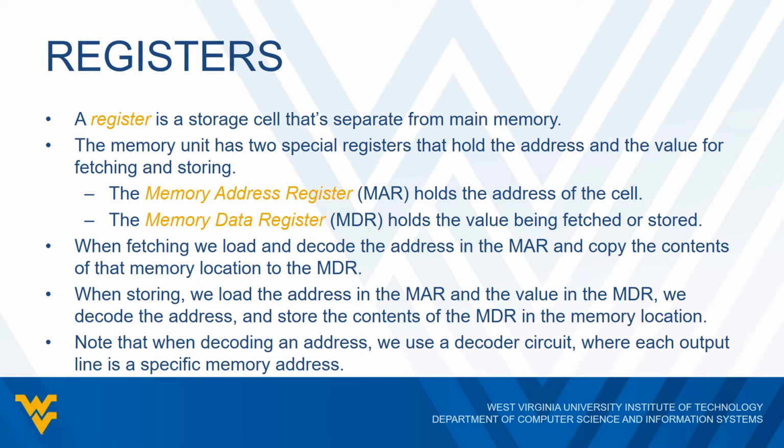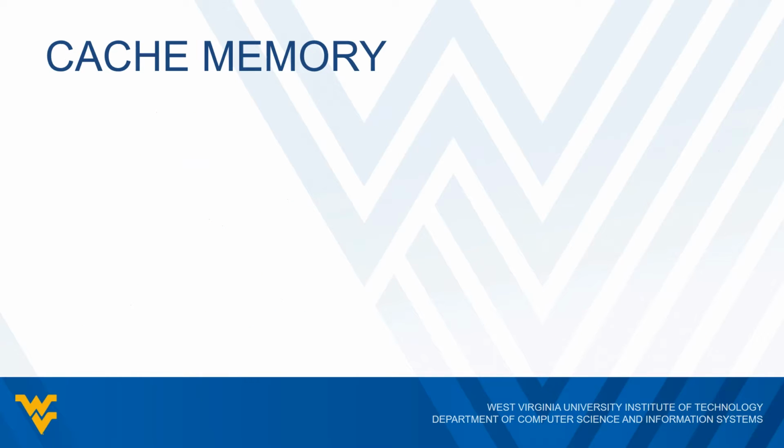Now, it's worth noting that we talked about decoding an address. So what are we talking about here? It means that the memory unit must translate the n-bit binary address that's stored in the MAR into the set of signals that we need to access that one specific memory cell. So this is where the decoder circuit comes into play, because each output line would be a specific memory address. So we can use the signals we talked about before to determine exactly which address we want to store something into or to retrieve something from.